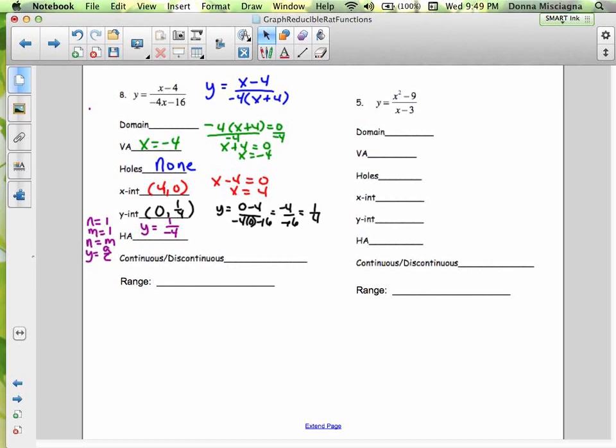So a graph that was continuous would have no holes and it would have no vertical asymptotes. So this graph has a vertical asymptote, and therefore this graph is not continuous. So this is discontinuous. And specifically, we have an infinite discontinuity because there's a vertical asymptote.